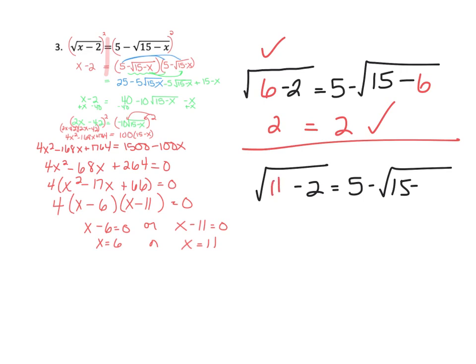So now I'm going to plug in 11 and check and see if 11 works. I'll switch here to red to help your eyes. All right, so 11 minus 2 is 9. Square root of 9 is 3. On the right, let's see, 15 minus 11 here is 4. Square root of 4 is 2. So I'd have 5 minus 2 is 3. So this one works. So both of my solutions are good. There's nothing extraneous.